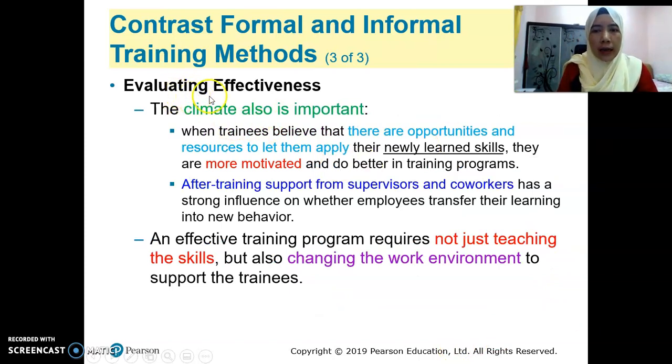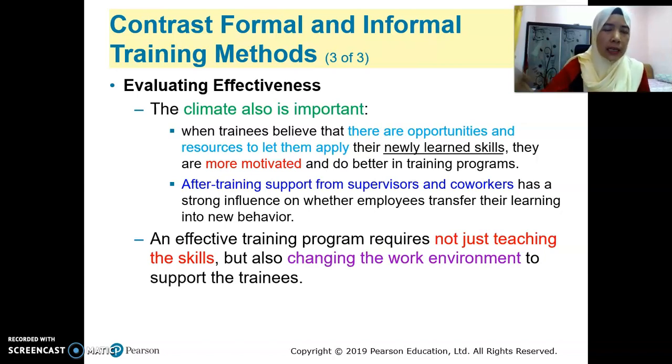Another thing that contributes to the effectiveness of training is the climate of the training, or the climate where the training is taking place. When trainees believe that there are opportunities and resources to let them apply what they have just learned, they are more motivated and do better in the training program. If the organization encourages the trainees to apply what they learn from the training to their work, they are more motivated, so the training is more effective. Also, the climate after the training matters, if the supervisor and co-workers support the trainees in transferring what they have learned into their new behavior.